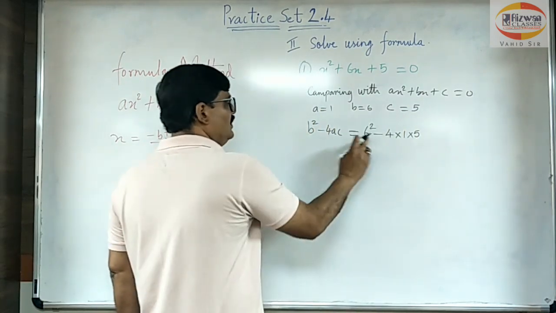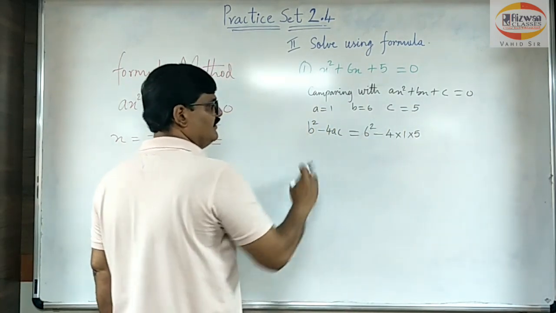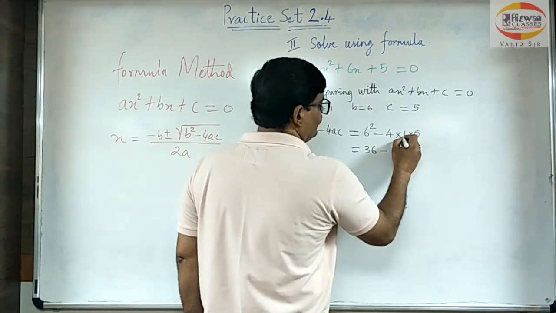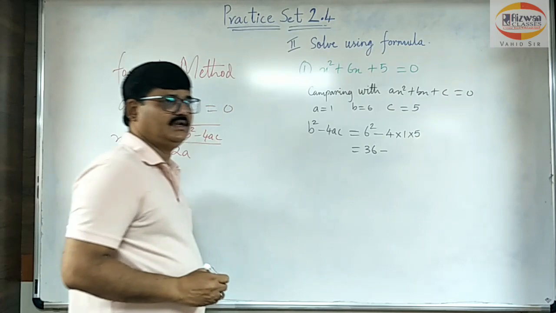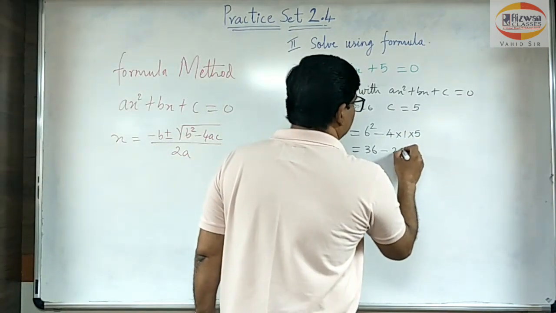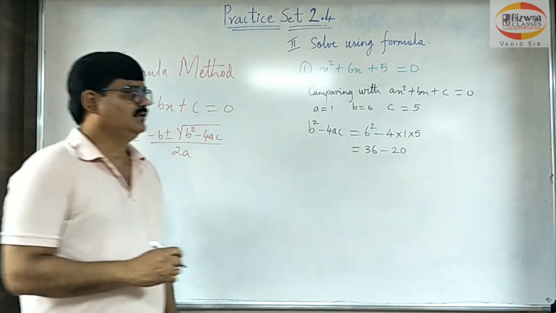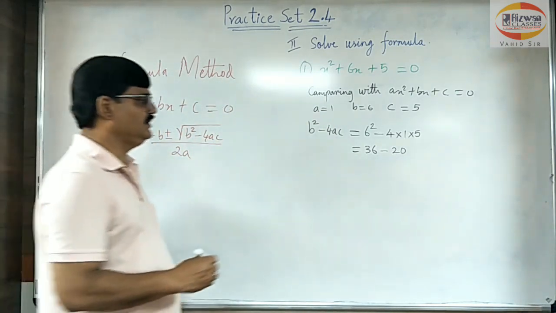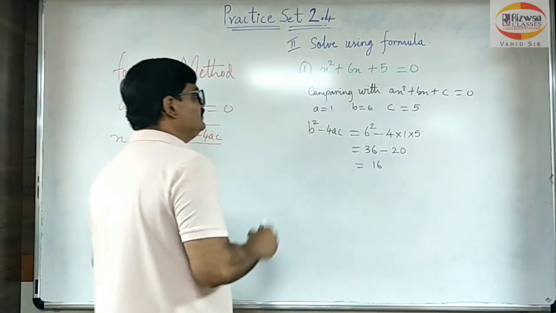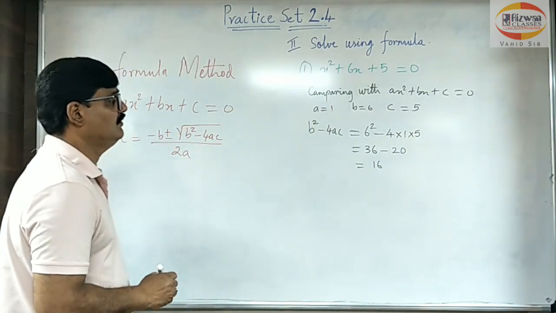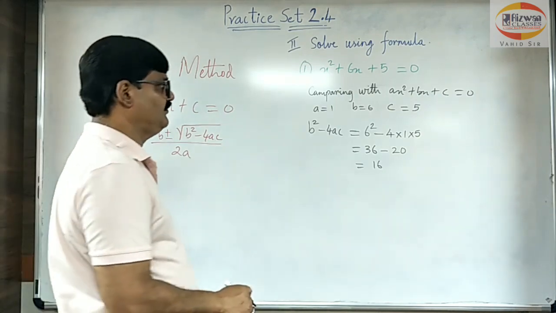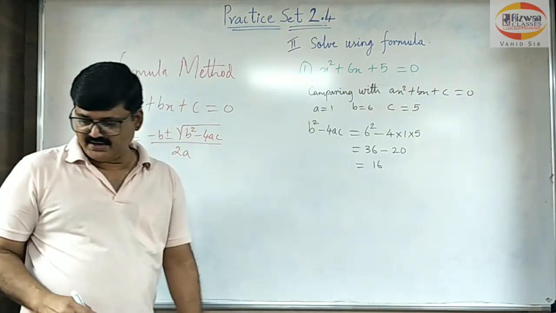So I brought the b square minus 4ac value over here. This will be 36 minus 4 into 5, which is 20. Now 36 minus 20 gives us 16. That means the value of b square minus 4ac is 16. So you can directly substitute it in the formula. Now can I apply the formula?